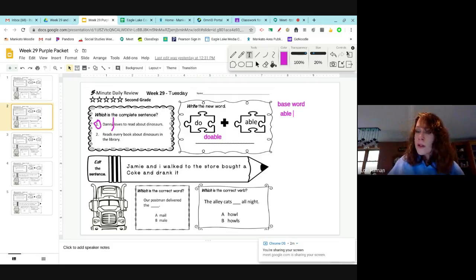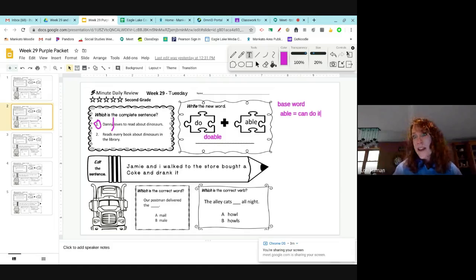And what does it mean? Able means can do it, can be done, possible, things like that. Okay? So if you think about the word doable, the meaning would be able to be done or able to do. So somebody might say, do you think we can go fishing today? I think that's doable. They mean, I think we are able to do that. I think we can do that.